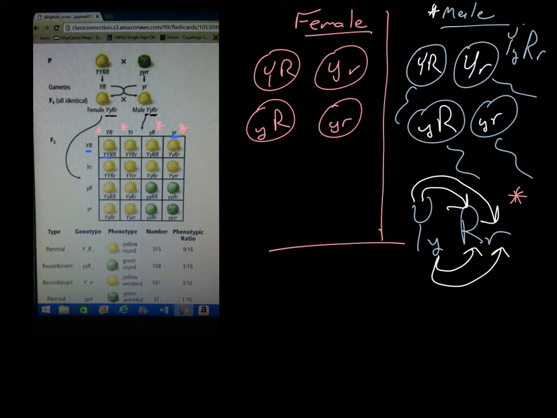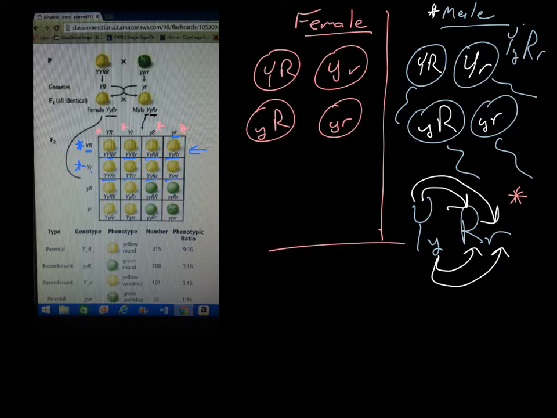Here we have yellow and round. Here we have yellow and round. So everybody here is yellow and round. How does that make sense? Well, these are dominant. So here you have yellow and round, yellow and wrinkled, yellow and round, and yellow and wrinkled. How's that possible? Well, this is dominant for this. Everyone in this row is going to be dominant for yellow, but it also has a recessive for the wrinkled gene or the smooth gene.